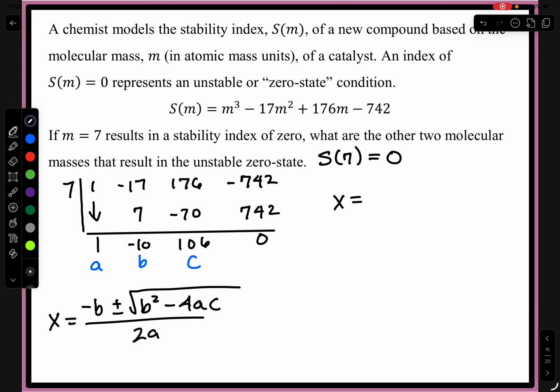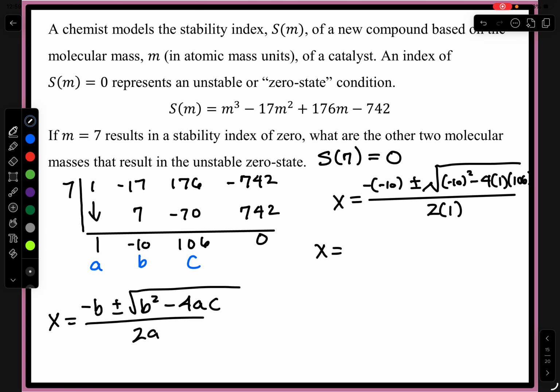So we have the negative b, so our b is negative 10, so negative of negative 10, plus or minus that exact same value of b, which is negative 10, raised to the second power, minus 4 times our a value times our c value, which is that huge 106. And we're going to divide it by 2 times 1. So x is going to equal 10 plus or minus a square root, and 2 in the bottom.